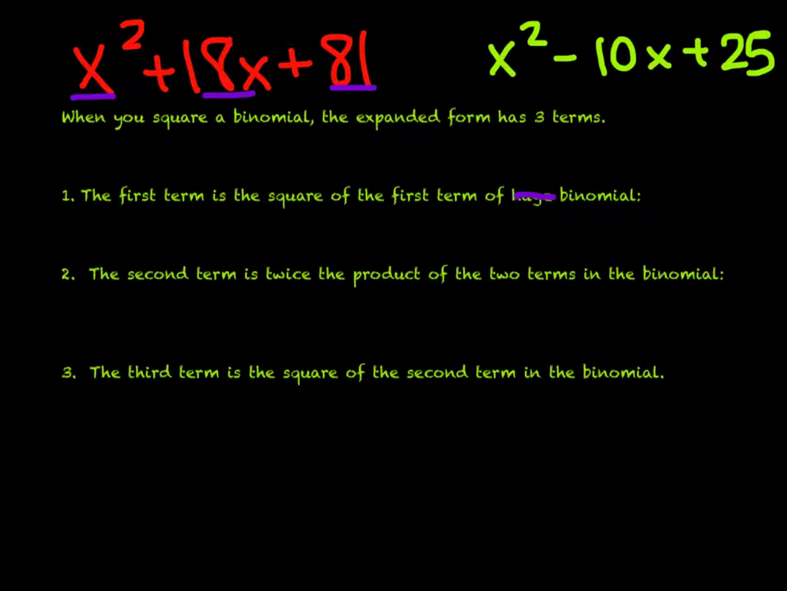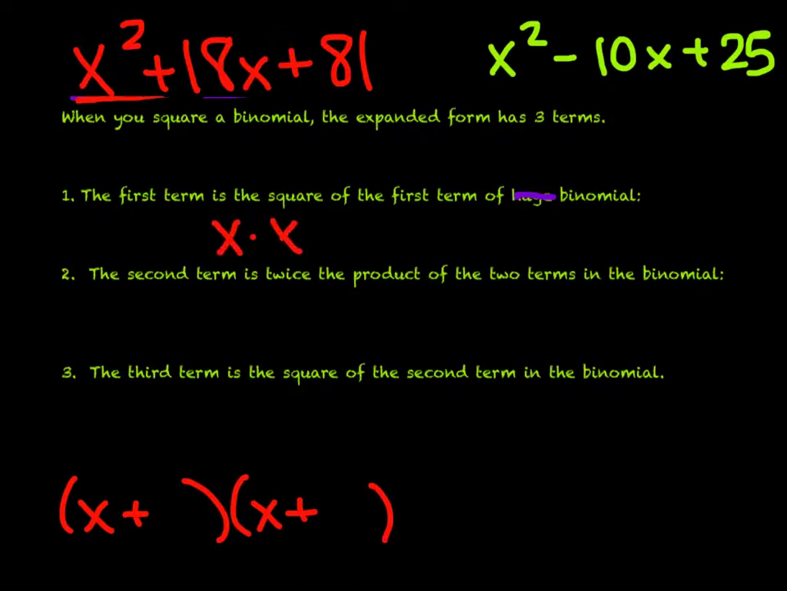essentially what we're going to do is turn our x squared plus 18x plus 81 into an x plus something times an x plus something, and see if we can find the exact situation that it goes back to. So the first term, she says, is the square of the first term of the binomial. So we have x squared. So our first term is x times x. So we could say that in our binomial, the first term was just simply x.